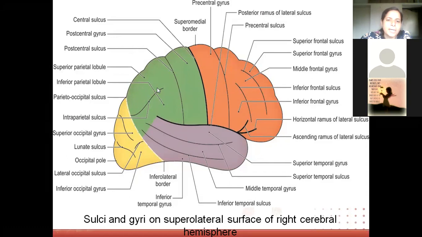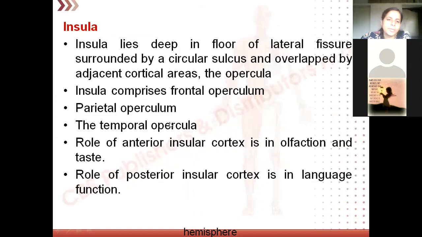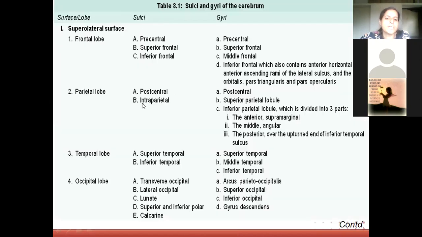Above the intraparietal sulcus, superior parietal lobule. Below the intraparietal sulcus, we have the inferior parietal lobule. So once you know this, again you can go in the form of a table. Two sulci, postcentral sulcus and intraparietal sulcus, and postcentral gyrus, superior parietal lobule and inferior parietal lobule.